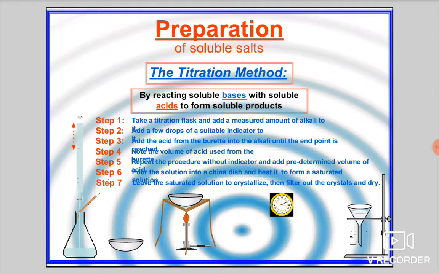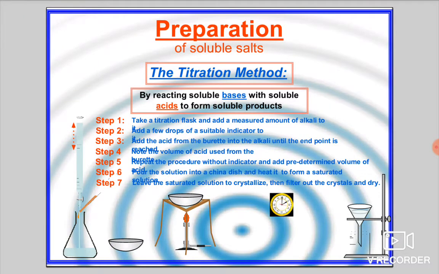So in order to obtain the pure salt, we need to repeat this method, and first we note down all the readings: how much alkali we added and how much acid we added. We have to note that down on a page, and then add predetermined volumes without the indicator. This will help us to obtain the pure salt.